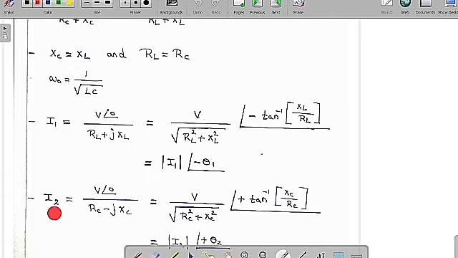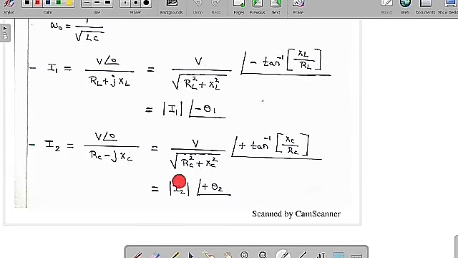Similarly, I want to find the current in the second branch. I2 is equal to V at an angle of 0 by RC minus JXC. I am going to convert this into polar format. Finally I get V by under root of RC square plus XC square at an angle of plus tan inverse of XC by RC. I am going to assume this as the magnitude of the current I2 at an angle of theta 2. So we have got the expression of I1 and the expression of I2.